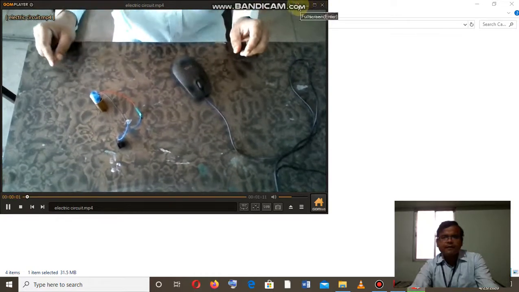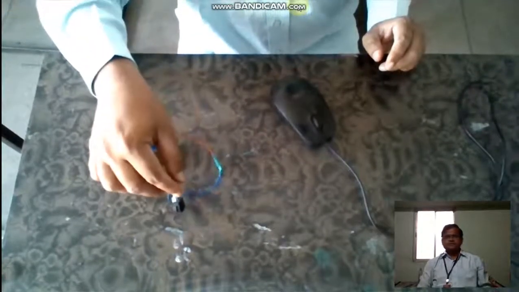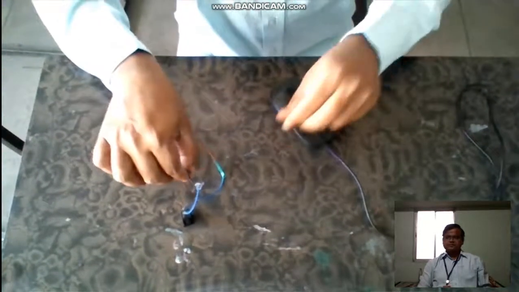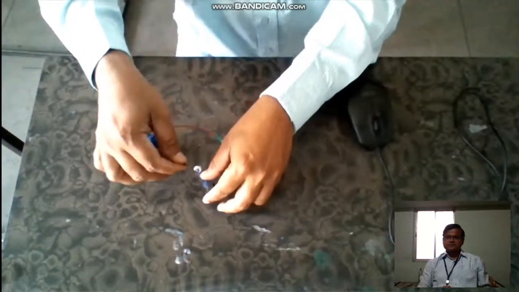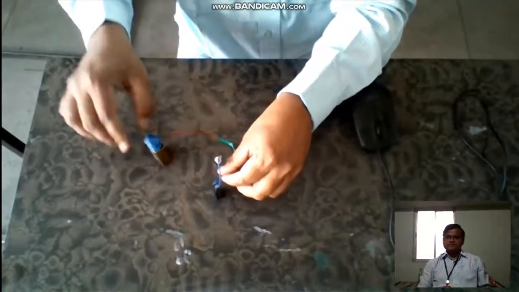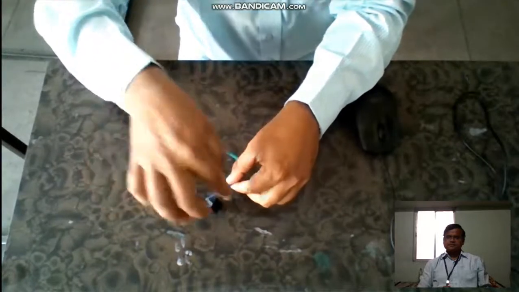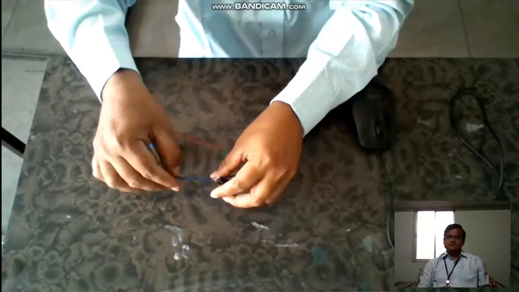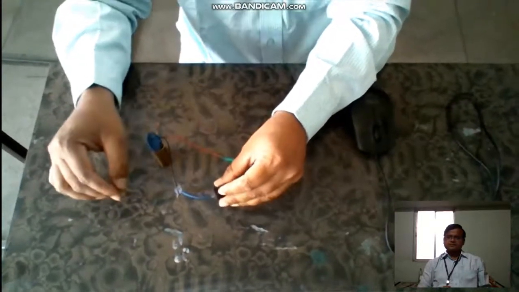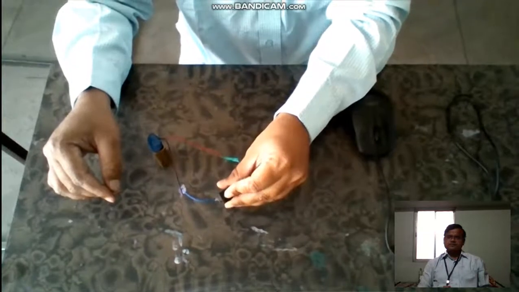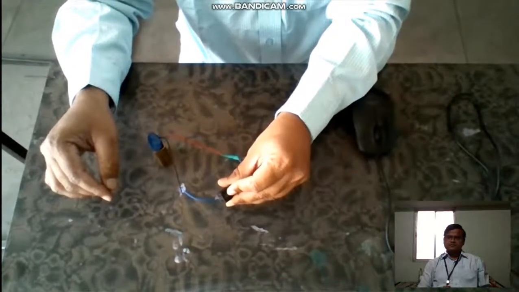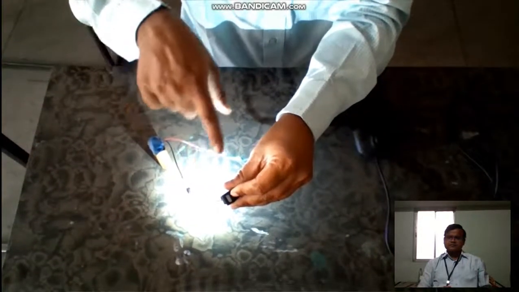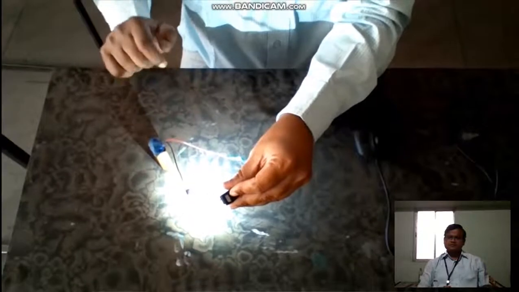So we are going to discuss the chapter electric current and its effect. We are constructing an electrical circuit which consists of a cell, a bulb and a switch and the connecting wire. As it is connected, when the switch is in on position, the bulb will glow. Because the circuit is closed, the current is flowing through this, that's why the bulb is glowing.